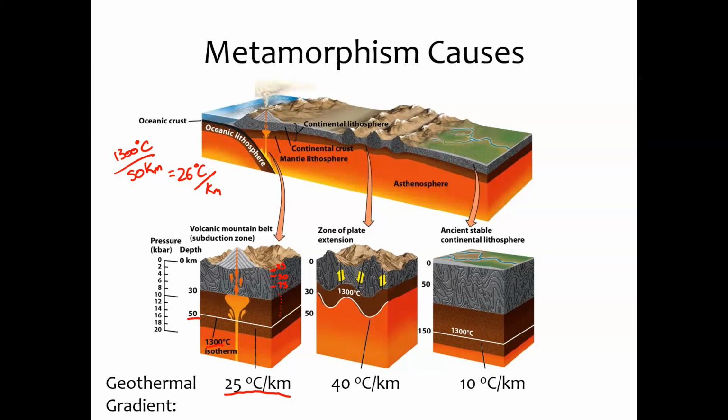If we were to do that same math over here, we'd get about 40 Celsius per kilometer, where plates are extending apart, where plates are pulling, and that mantle is getting closer to Earth's surface. Whereas in a place where we don't have a ton of tectonic activity going on, so the lithosphere is pretty stable, it's ancient, it's cooled off some, then our gradient's more like 10 Celsius per kilometer. And this is the typical range. Somewhere between 10 to 40 Celsius per kilometer are pretty typical ranges for that geothermal gradient.